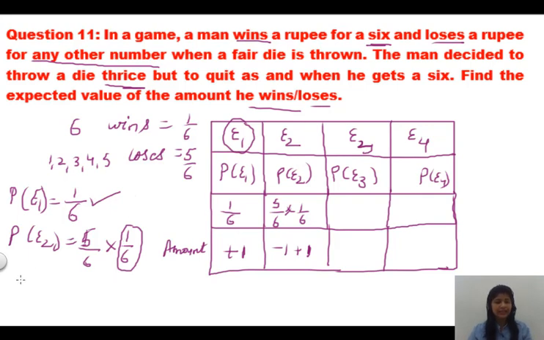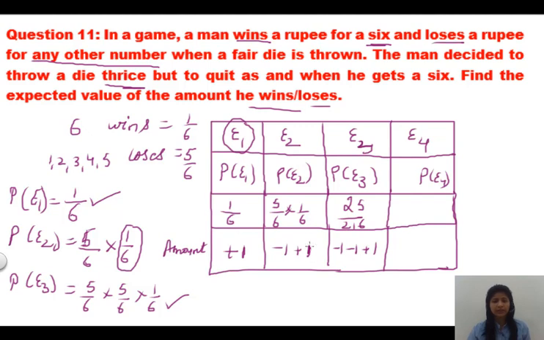He might get it in the second, he might get this in the third now. So see, in the first two he's going to lose, and in the third he's getting 6. So it is 25 upon 216. You can calculate from here. The amount that he gets is minus 1 minus 1 plus 1. Okay, so here the amount is 0. Here the amount is minus 1.